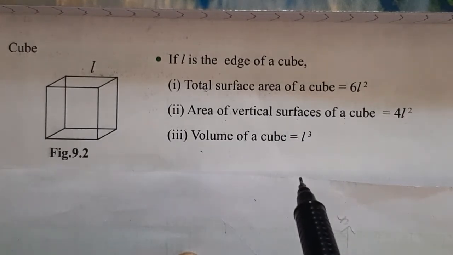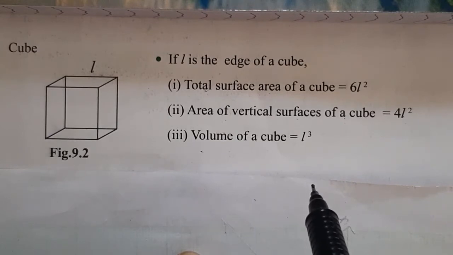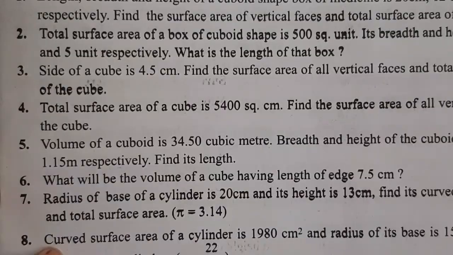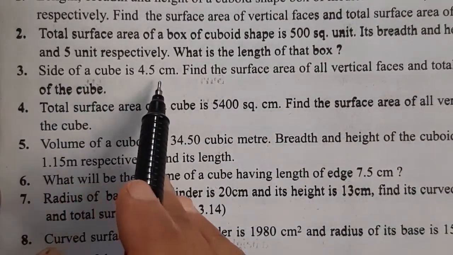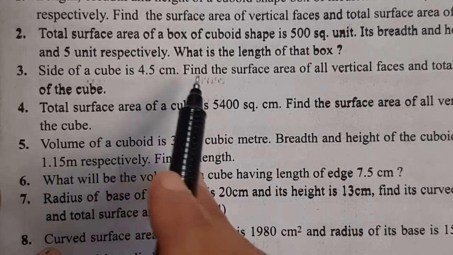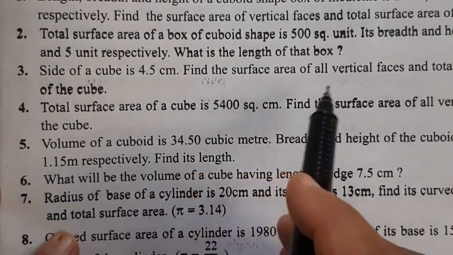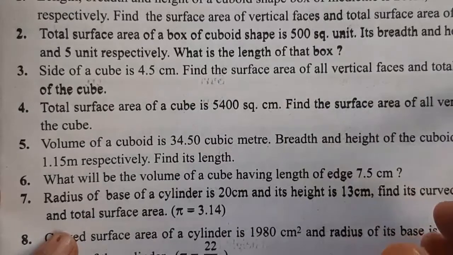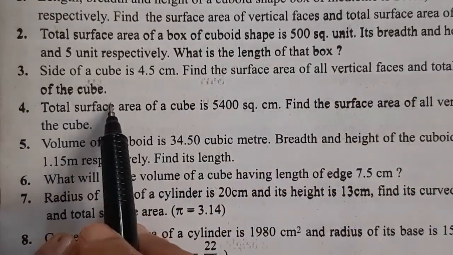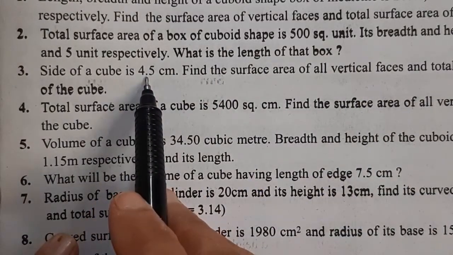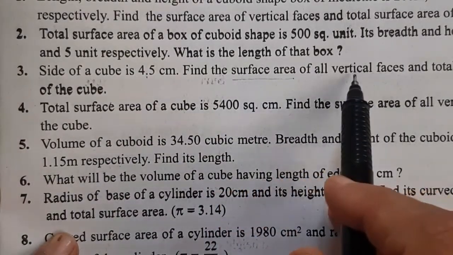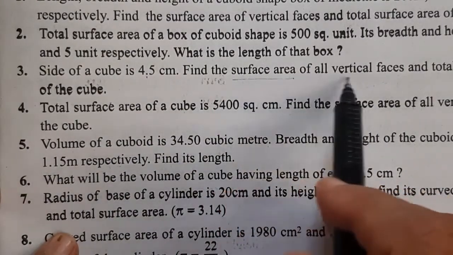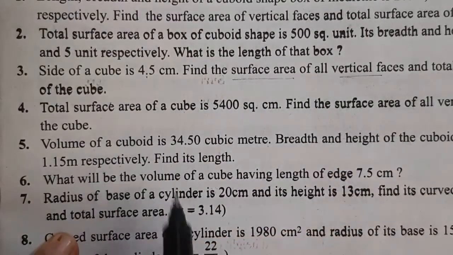Now again we will solve the examples from practice set 9.1. Those are based on cube. See the third example. Side of cube is 4.5 centimeter. Find the surface area of all vertical faces and total surface area of the cube. L is given 4.5 centimeter. We have to find the surface area of vertical face and total surface area.